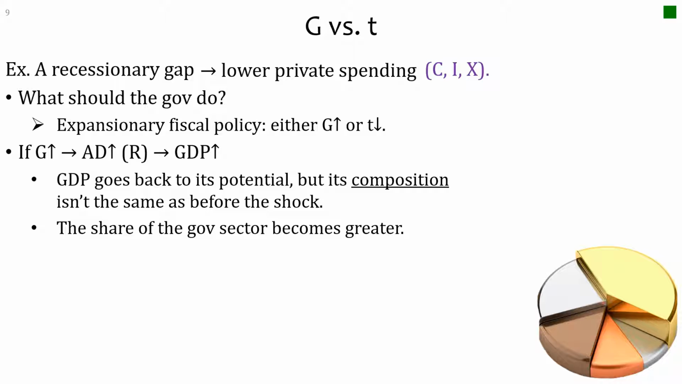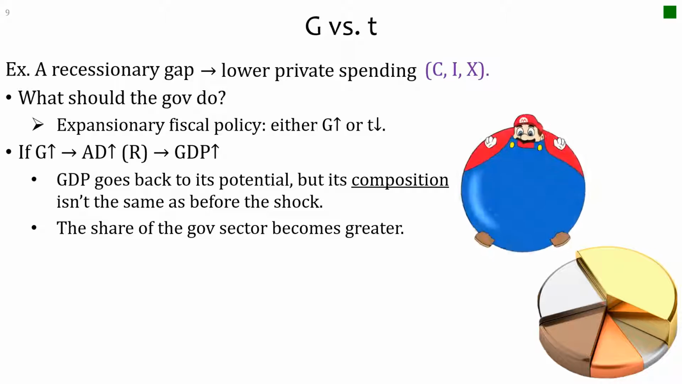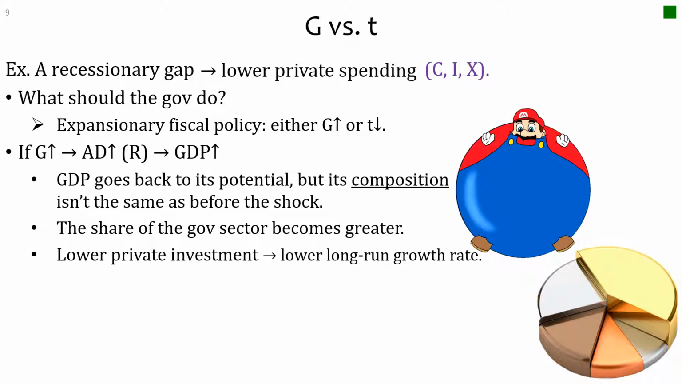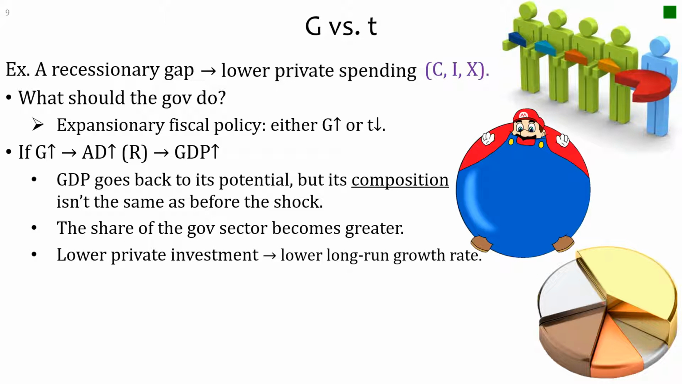That's the whole idea of crowding out. The crowding out says that the government's share becomes bigger, bigger, and bigger, and hopefully someday it's going to explode. Oh, look at poor Mario, it's about to explode. But the private sector's share is going to reduce, so lower private investment, so lower long-run growth rate. One side, the government, has this big share of the pie, and everybody else, the households and the firms and the foreigners, has a much smaller share. The problem with that is lower long-run growth.